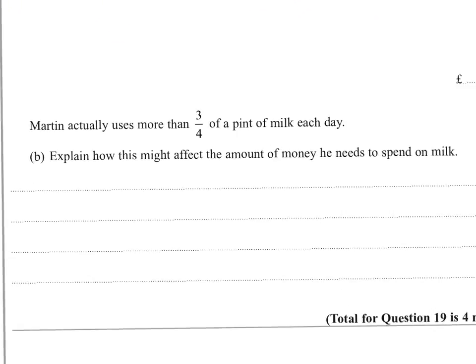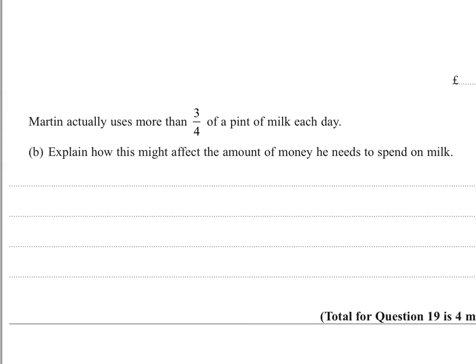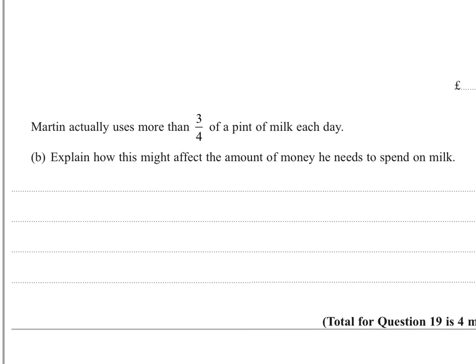It says here now that Martin actually uses more than 3/4 of a pint of milk each day. And it says here, explain how this might affect the amount of money he needs to spend on milk. Now again, I find this a very difficult question for myself. So goodness knows how some other students must feel about reading this. You've just got to make sense of it though. You had to clear 5.25 pints.